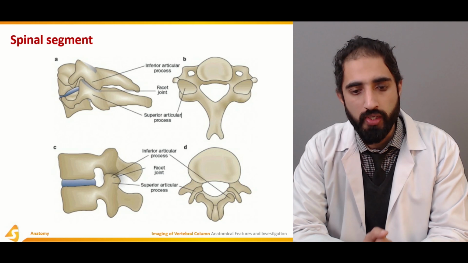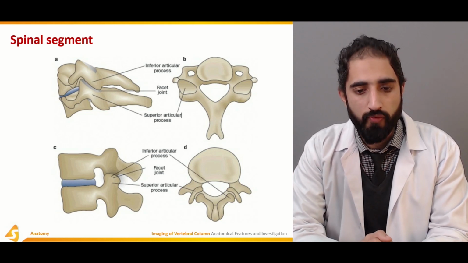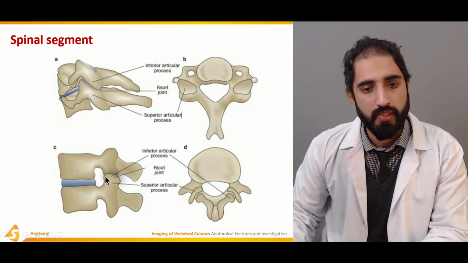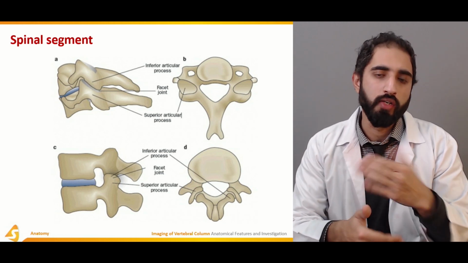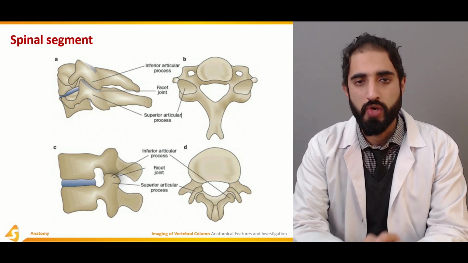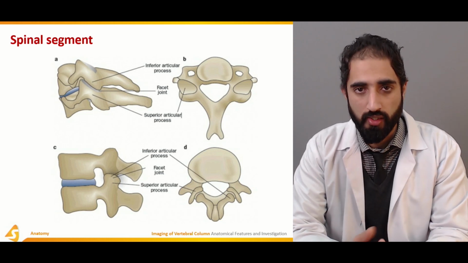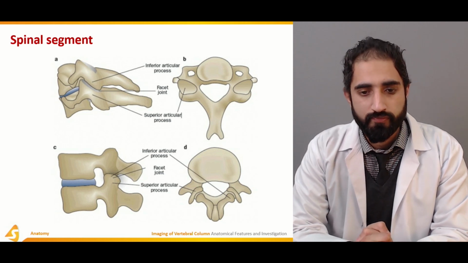Similarly, if you look posteriorly, the superior articular processes of the inferior vertebra articulate with the inferior articular process of the superior vertebra to form two zygapophyseal or facet joints on both sides, as you can see here. Similarly, you can see here as well. The orientation of these facet joints is different in cervical, thoracic, and lumbar regions, which gives them their characteristic features in terms of their independence of movement.